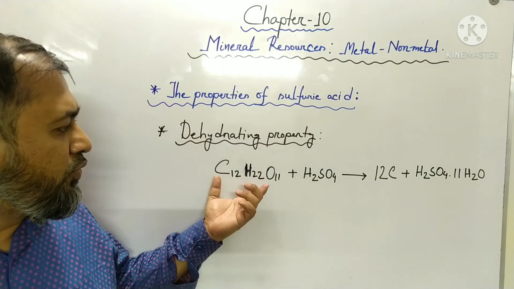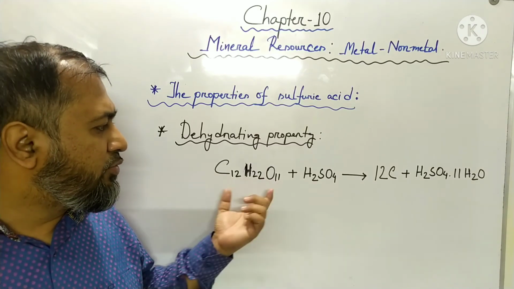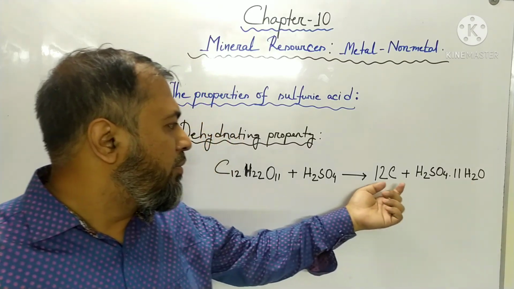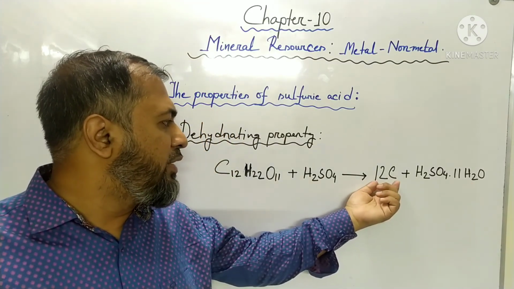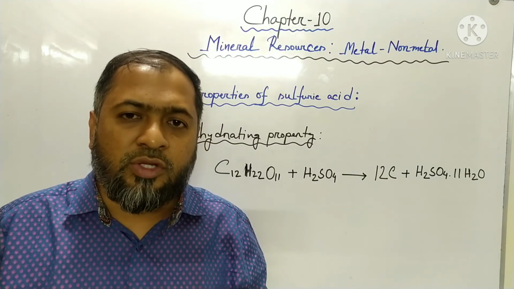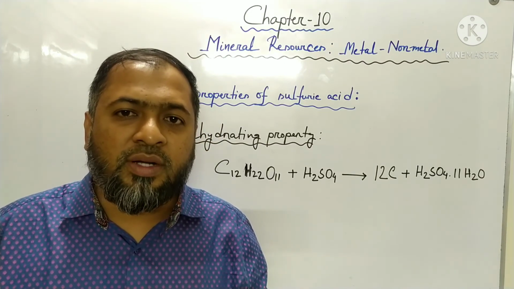You can see sugar, when we add sulfuric acid to sugar, it takes out all the water from the sugar and turns the sugar into carbon. When we add sulfuric acid to the sugar, the color of the sugar turns black.